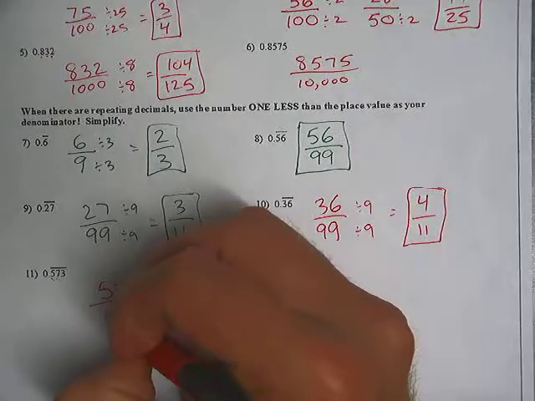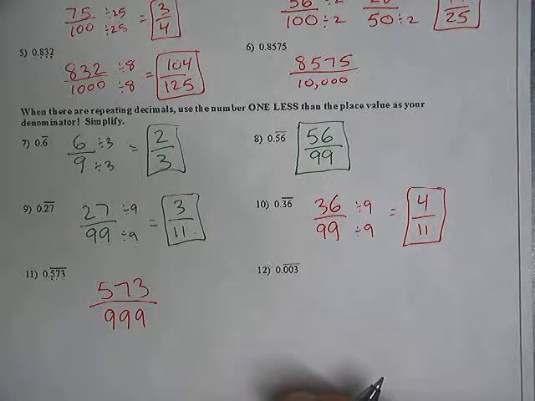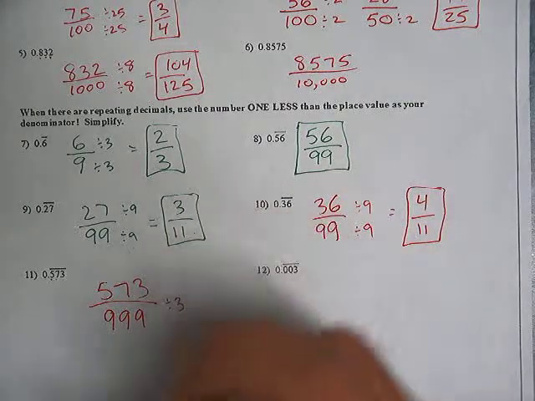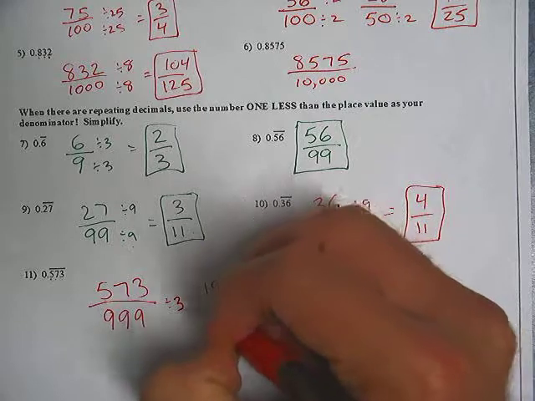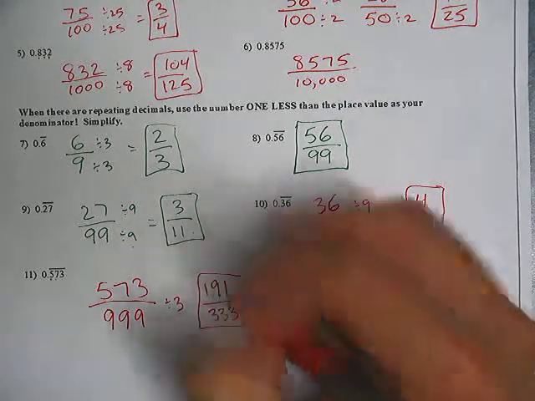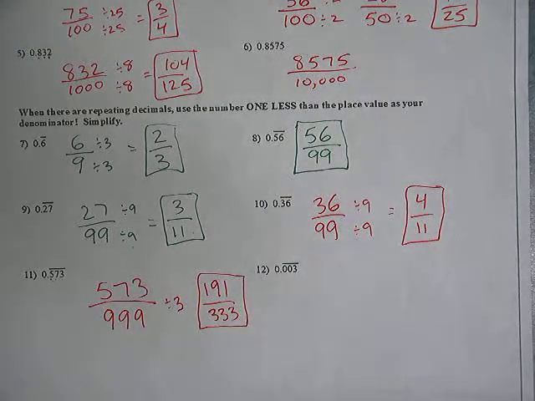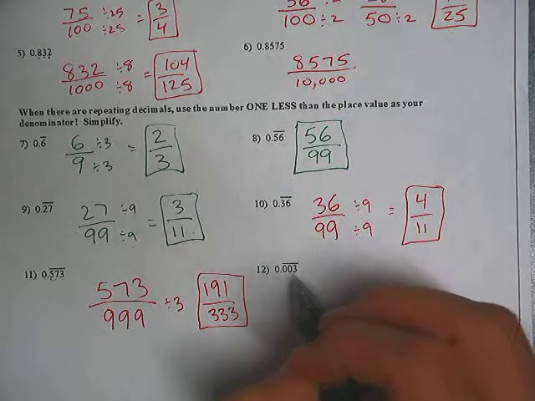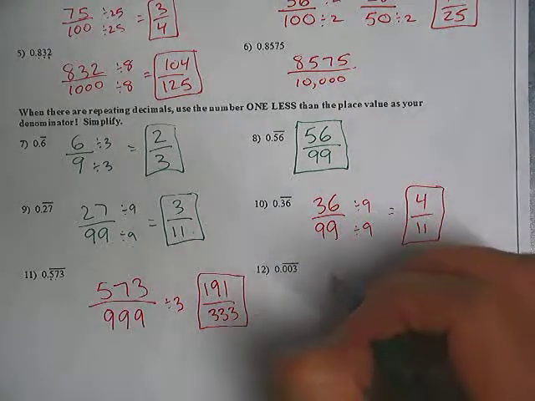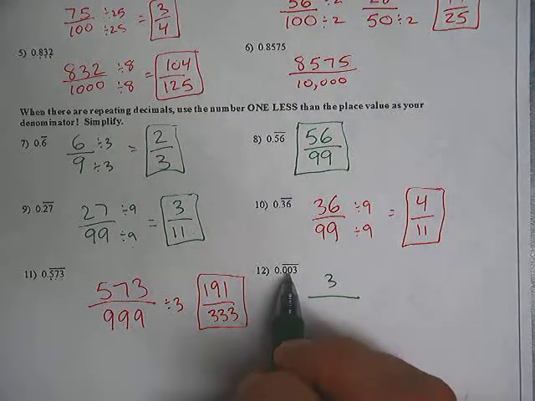Okay, so number 11, 0.573 repeated. I'm going to put that over the place value, but since it's a repeated decimal, I got to go one less. So normally this is tenths, hundredths, thousandths. So 1,000, one less than 1,000 is 999. All right, that actually can be divided by 3 if you tried it. I would never ask you to do that without a calculator. So I'm just going to give you the answer here. If I divided these by 3, it's 191 over 333. But again, you would not be asked to do that without a calculator.